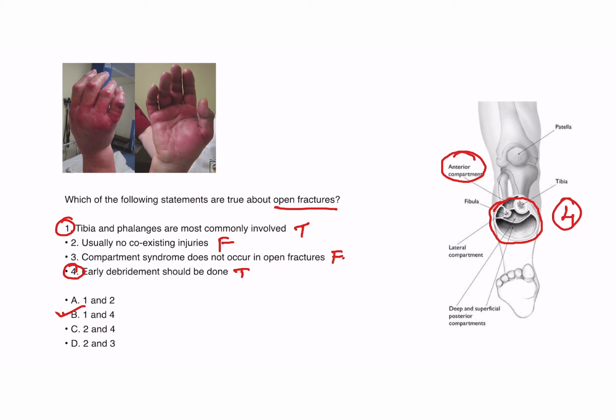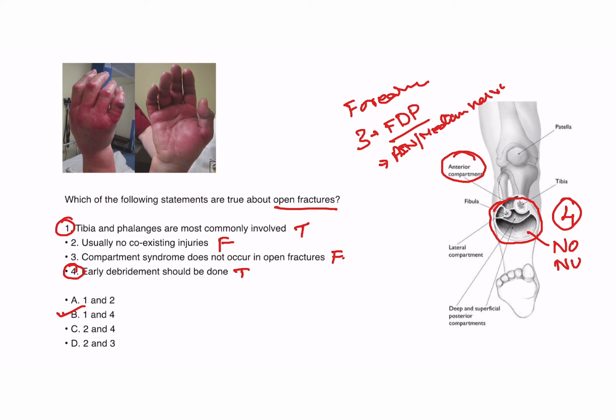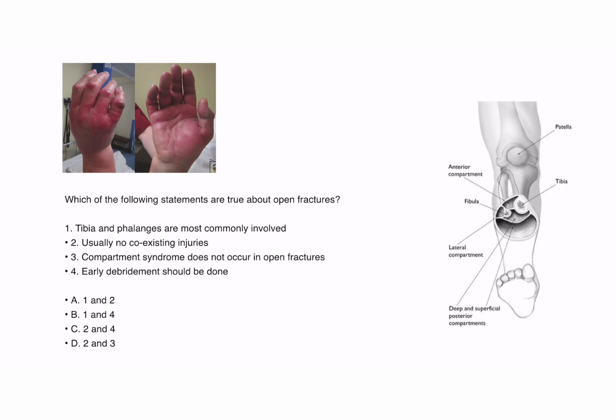There are 4 compartments in the leg, and the superficial posterior compartment doesn't have any neurovascular structure in it, and everything was tested in the past year papers. In the forearm, the flexor digitorum profundus is the most common tendon to be involved, and the most common nerve to be involved is the anterior interosseous nerve, a branch of the median nerve, in forearm compartment syndrome.